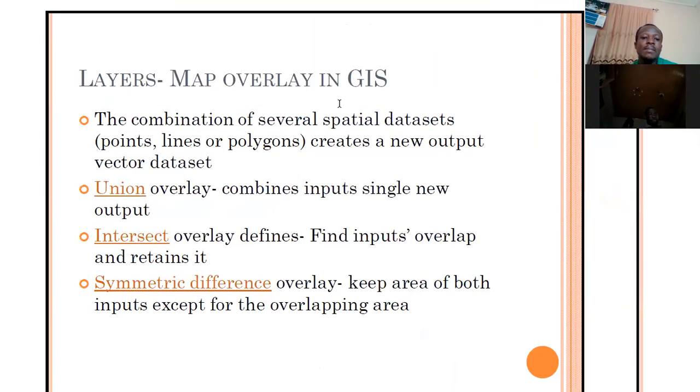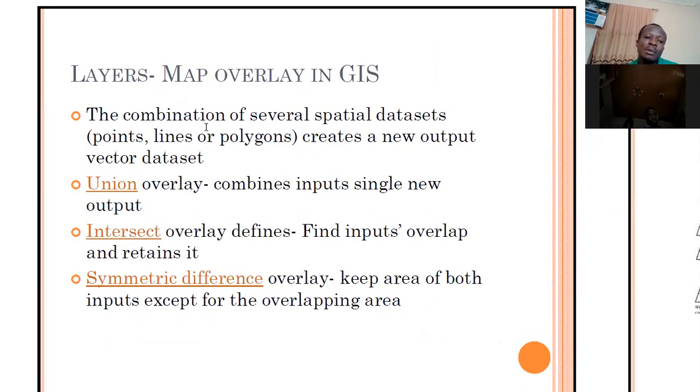So map layers allow us to combine several spatial data sets, i.e. points, lines, or polygons, so that we can create a new output vector data set. Now remember that once we talk about points, lines, and polygons, this is called vector. So put it in your mind. Later we'll talk more about the vector model. Once you hear of points, lines, and polygons, we are referring to the so-called vector model. The same way in topology, we were dealing with polygons and lines, so that one is also vector. So take note of that.